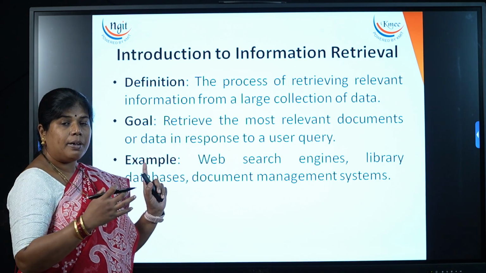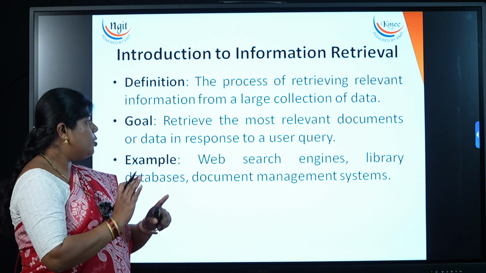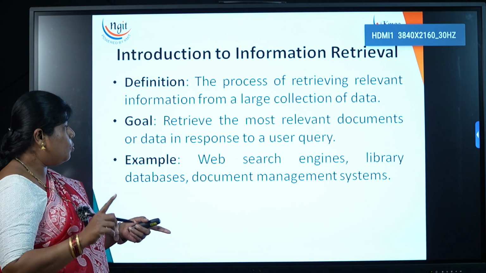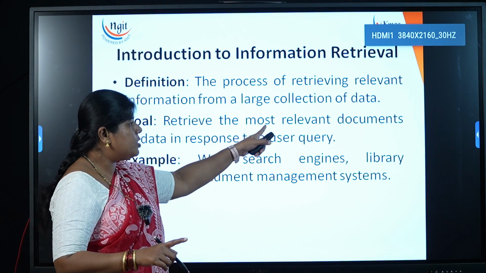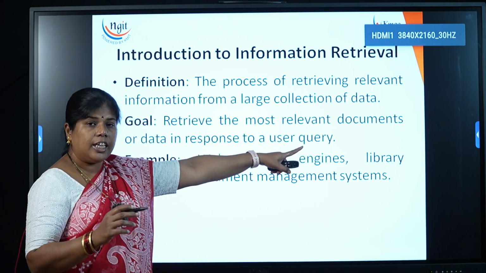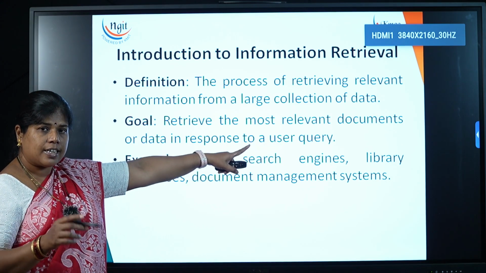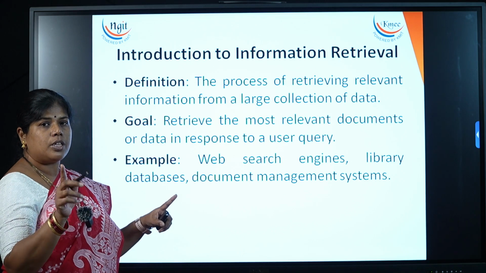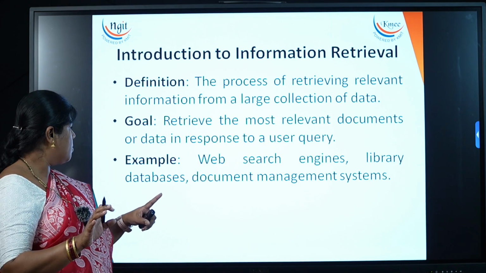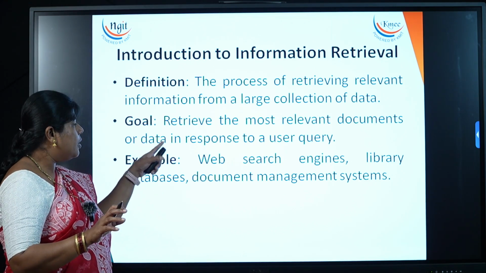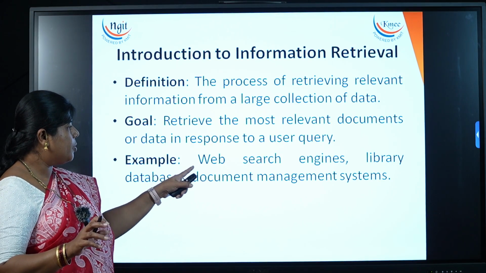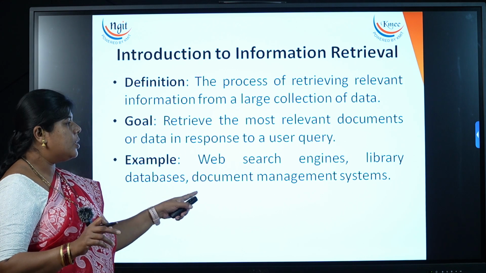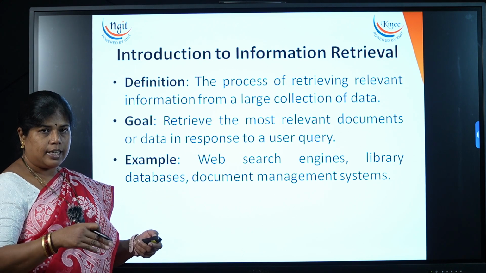Now, what is my goal? As I told you, the user is never satisfied with any kind of information. The user wants the most relevant document. If your answer is satisfying the user's information need, then only the user is going to give proper relevance feedback. Now, what are examples of information retrieval systems? Web search engine, library databases, document management system, like this.